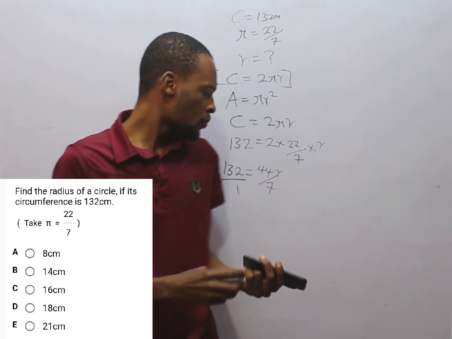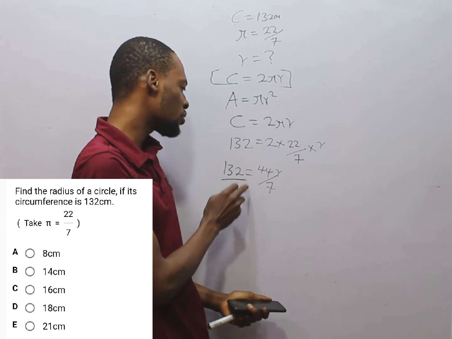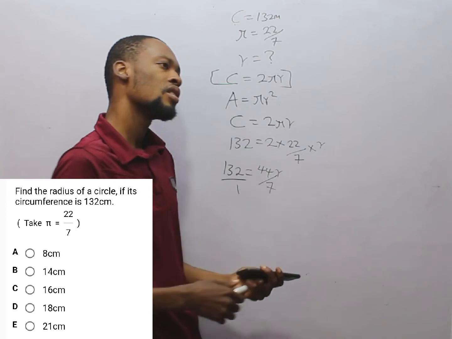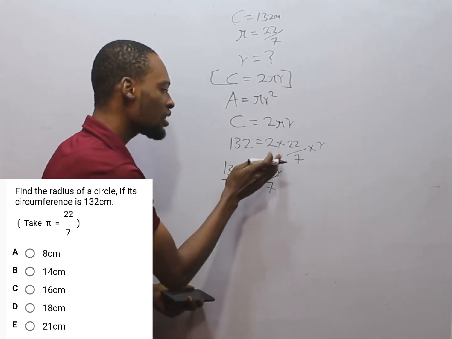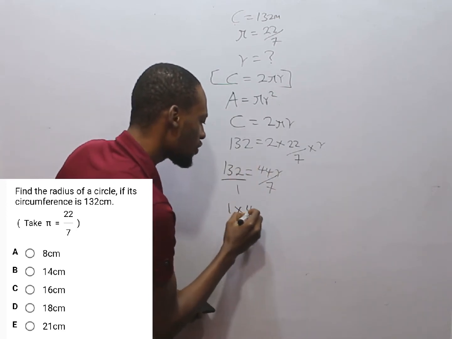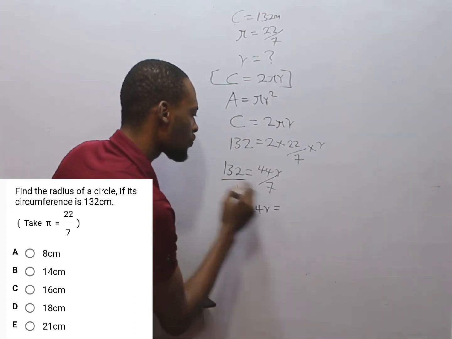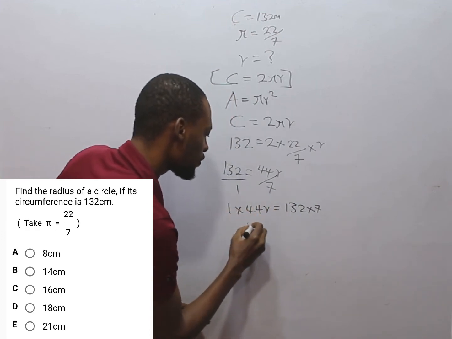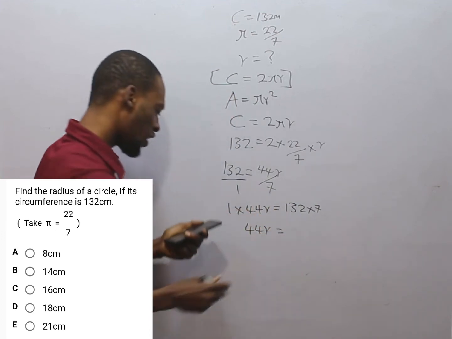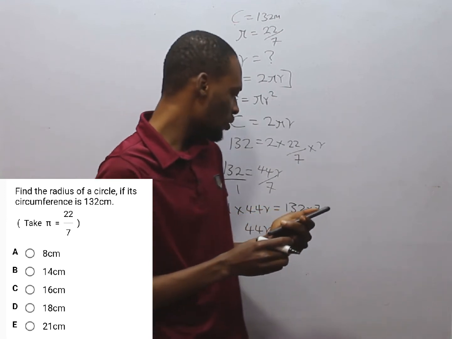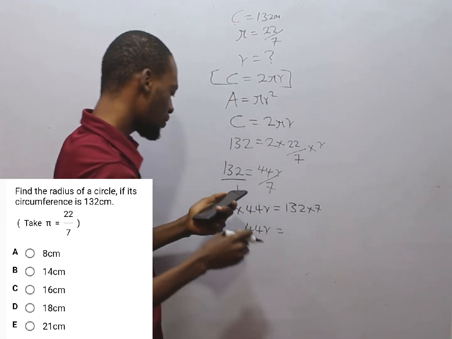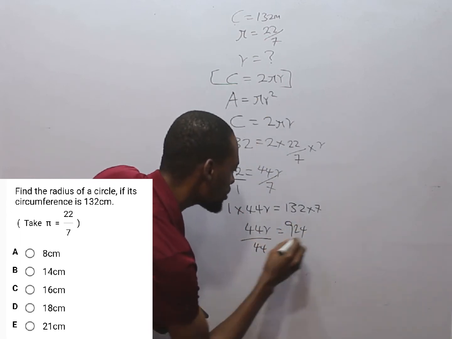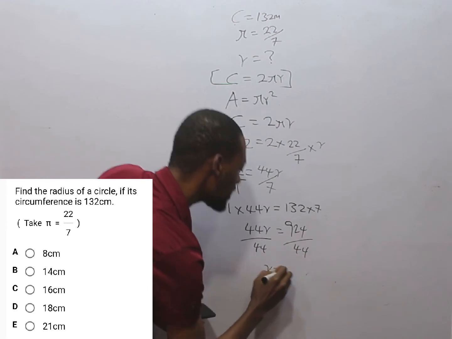How do you cross multiply? You say this times this is equal to this times that. This is what it implies. If you are using this first, you simply say 1 times 44r is equals 132 times 7. 1 times 44r is 44r. So 44r is equals 132 times 7. That will give you 924. Therefore, dividing both sides by 44, you get the value of r.